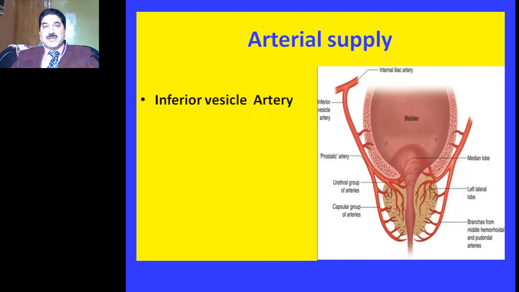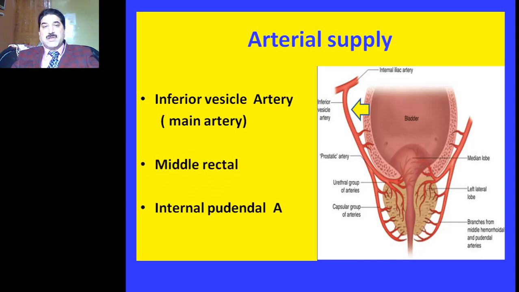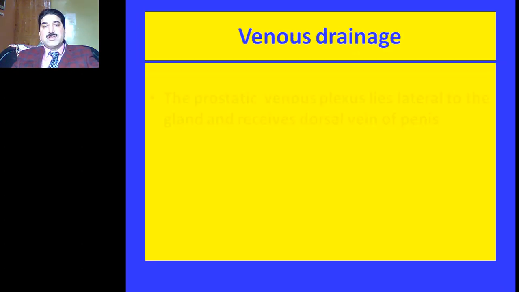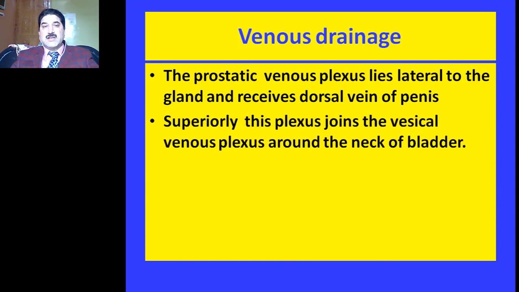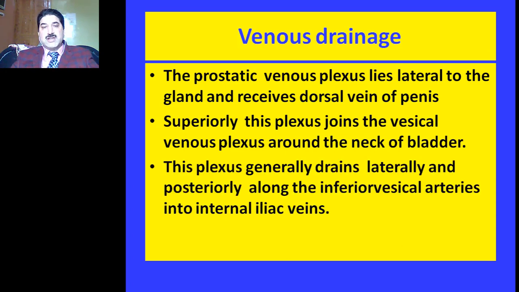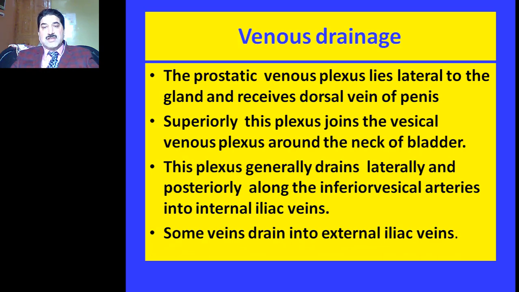The prostate is mainly supplied by the inferior vesical artery, which is a branch of the internal iliac artery. Other sources of blood supply are the middle rectal and internal pudendal arteries. Venous drainage of the prostate is very important clinically. The prostatic venous plexus lies lateral to the gland and receives the dorsal vein of the penis. Superiorly, this plexus joins the vesical venous plexus around the neck of the bladder. This plexus generally drains laterally and posteriorly along the inferior vesical veins into the internal iliac veins. Some veins drain into the external iliac veins.